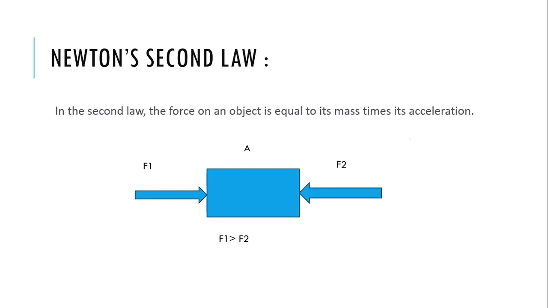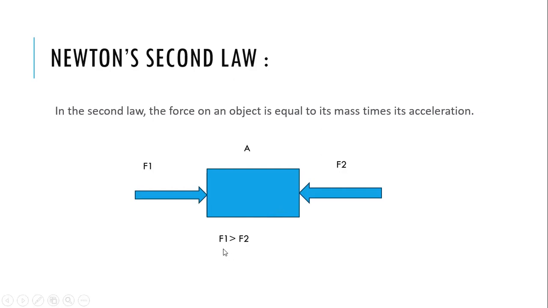Then Newton's second law of motion. Here, the force which acts on an object is equal to the mass times its acceleration. Simply put, F is equal to m into a. It is a mathematical relationship: applied force is equal to the mass of the body times the acceleration due to the motion produced in the body.